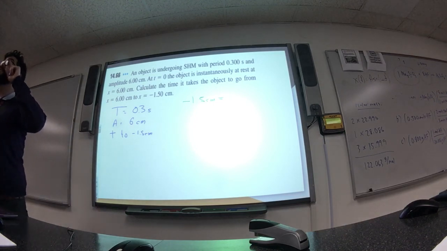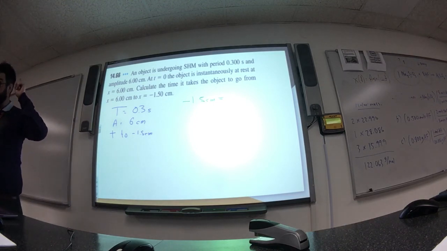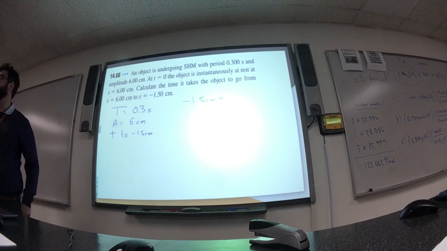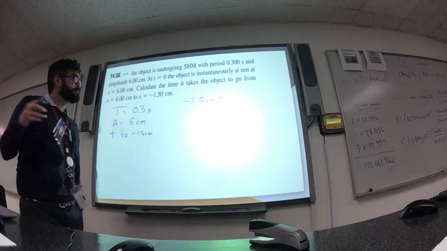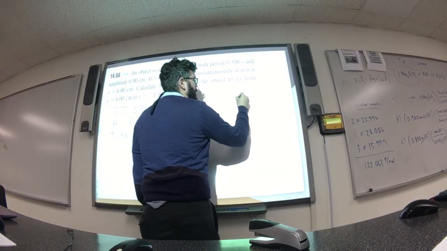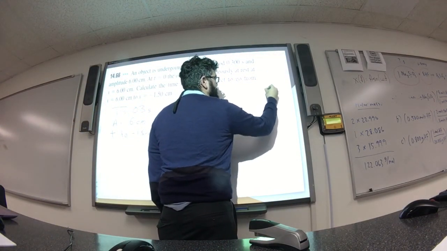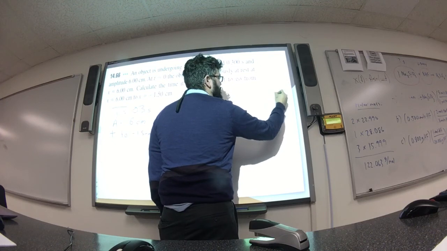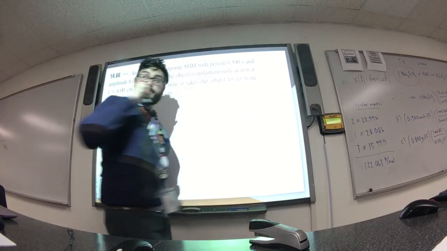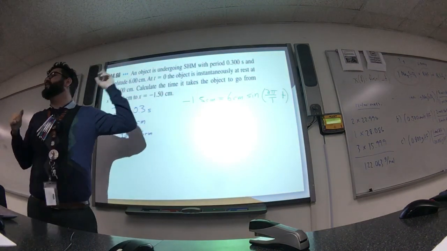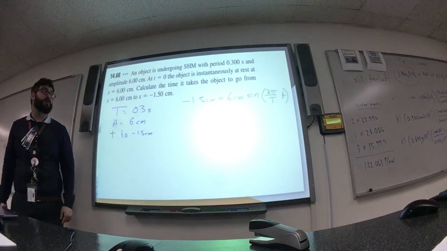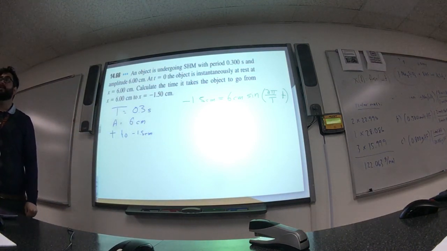Hold on. 6 is not the equilibrium. It is the amplitude. Okay, so negative 1.5 equals 6 sine of 2 pi over 3t. Wouldn't it be cosine? Because at t equals 0, it says it's at rest. I just wrote it as capital T, the period. So it should be over 0.3, right?